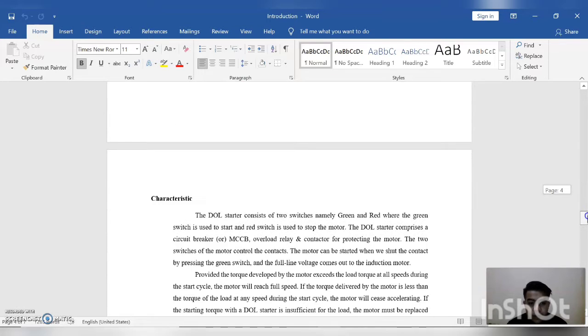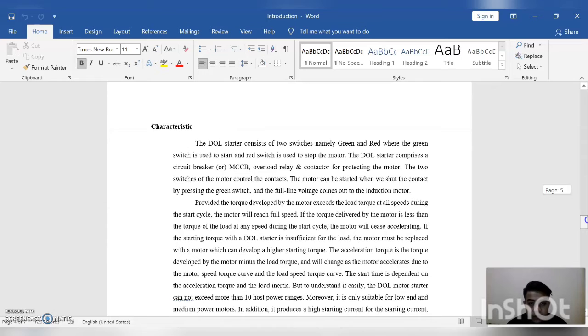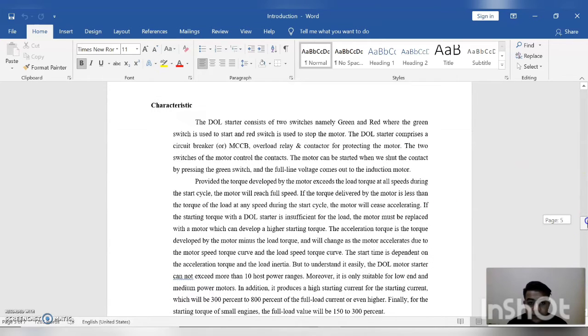Okay, I will go to the characteristics. The direct online starter consists of two switches, namely green and red, where the green switch is used to start and the red switch is used to stop the motor. The direct online starter comprises a circuit breaker or MCCB, overload relay and contactor for protecting the motor. The motor can be started when we close the contact by pressing the green switch, and the full line voltage comes out to the induction motor.